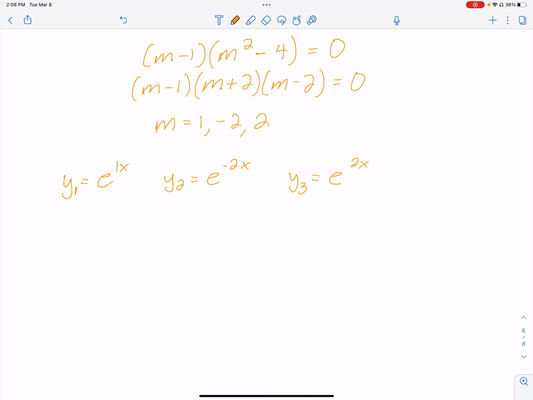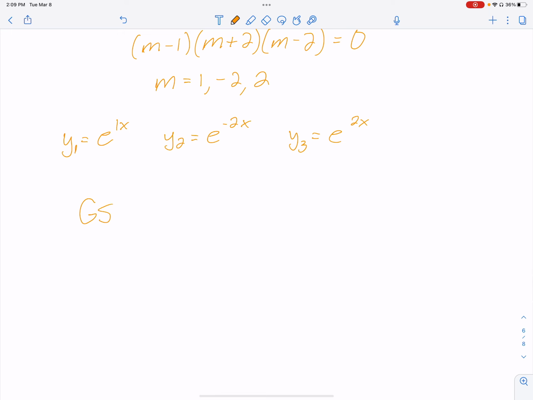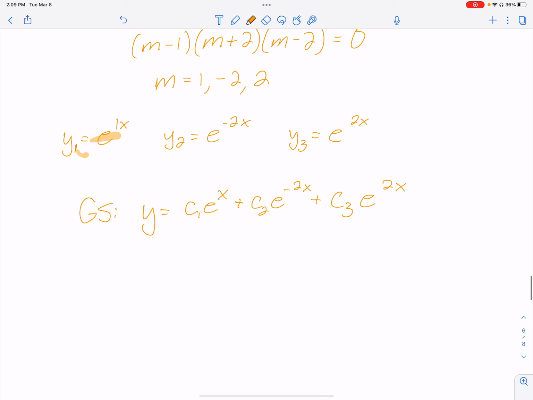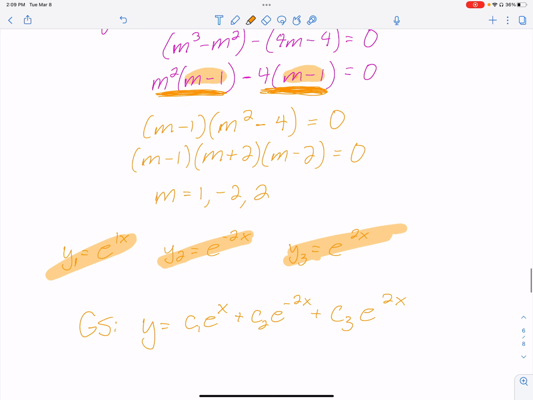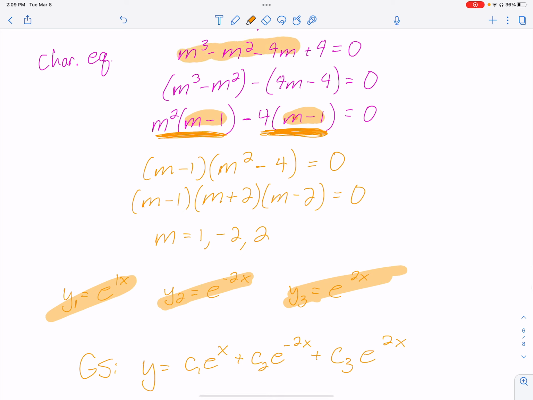It doesn't matter. So the general solution for this DE is y equals c1 e^x plus c2 e to the -2x plus c3 e to the 2x. So, we did make a jump that these would be linearly independent, and they are. You can tell. There's no constant I can multiply to get from one to the other. So there's my general solution. This is really nice if that works out like that.